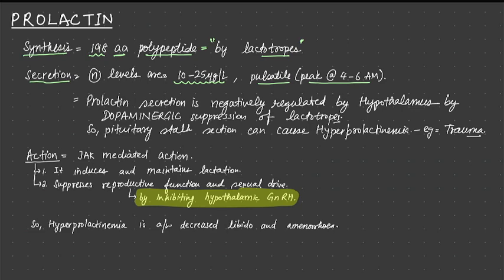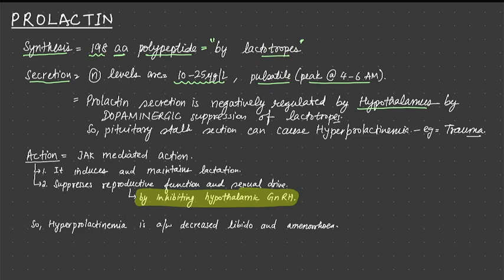Prolactin secretion is negatively regulated by the hypothalamus. What does it mean? It means that the hypothalamus has inhibitory control over the anterior pituitary as far as secretion of prolactin is concerned. I mean, the hypothalamus will always try to put a brake on the secretion. It will not stimulate the pituitary gland to secrete. The pituitary gland will secrete prolactin on its own, constitutively. But the hypothalamus controls the secretion by putting a brake on the anterior pituitary gland.